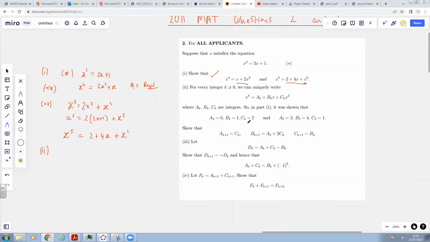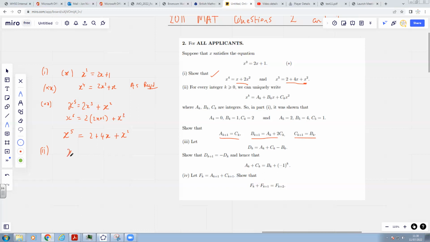In part A, it's shown that these were the unique values, and also those were the unique values for x to the power 5. Now, we're going to show that a subscript k plus 1 equals c subscript k, b subscript k plus 1 equals, and so on and so forth. We've got to prove these results. Okay, well, initial thoughts.